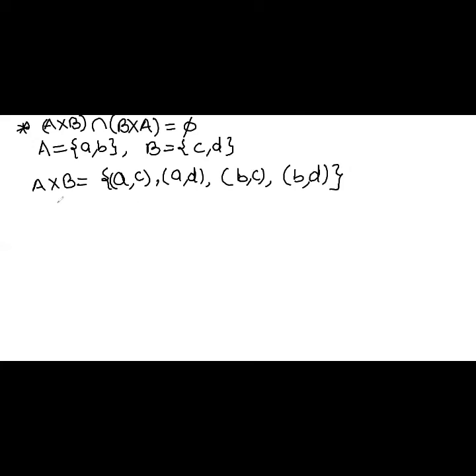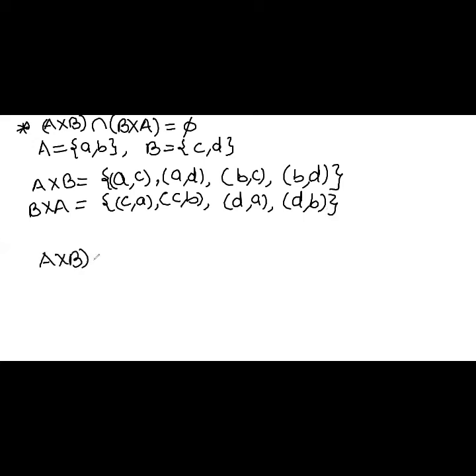Then I'm finding here B cross A. So this is CA, CB, then DA and DB. Now we can see if we will find out intersection between these two, (A cross B) intersection (B cross A), we can see there is no common element here. So we can write here this is equals to empty set. So this is proved. So these are some results that I have written earlier based on Cartesian product of two sets.